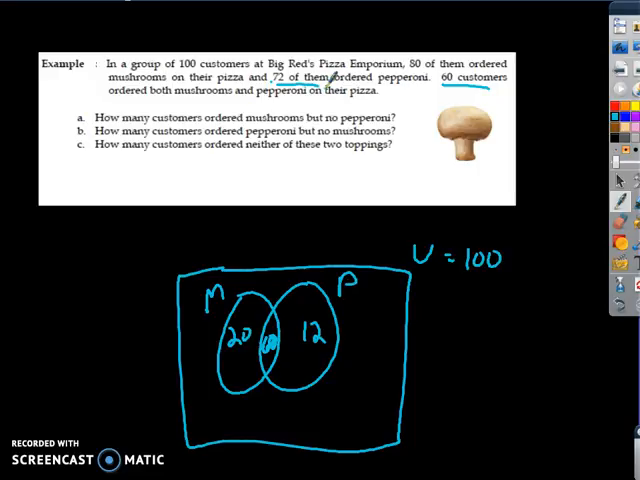A says, how many people ordered mushrooms but no pepperoni? That's 20. B says, how many people ordered pepperoni but no mushrooms? So that would be this section. That's 12. D says, how many people didn't order either? So I add those up, 20, 60, and 12, and that leaves you with 8 people left who didn't order any of those toppings. That's it. That's all I have.